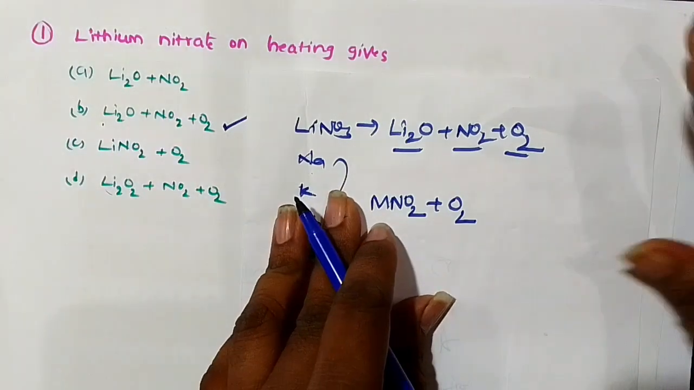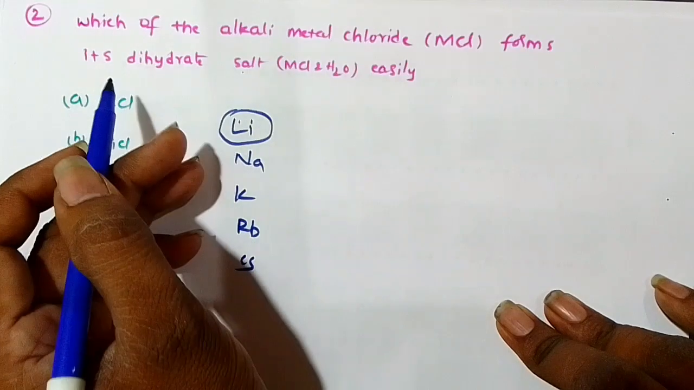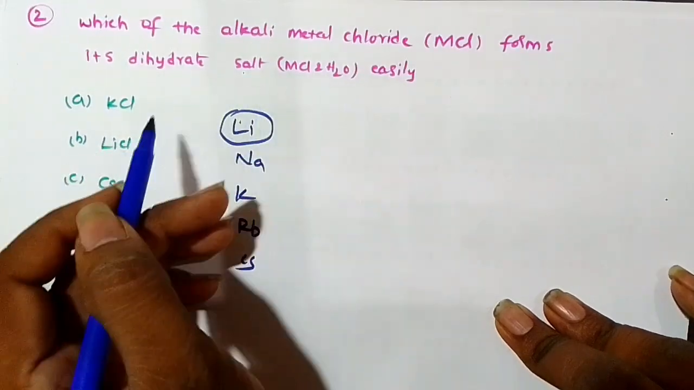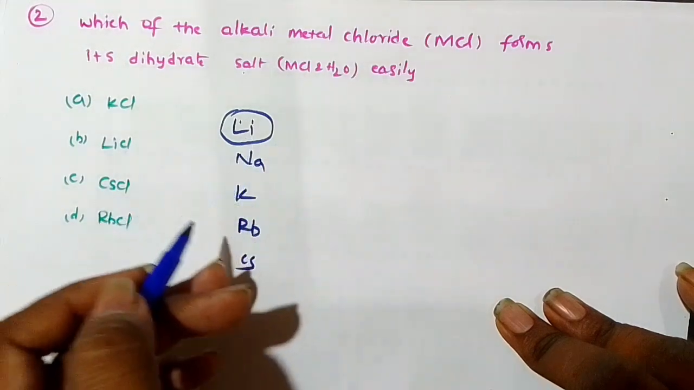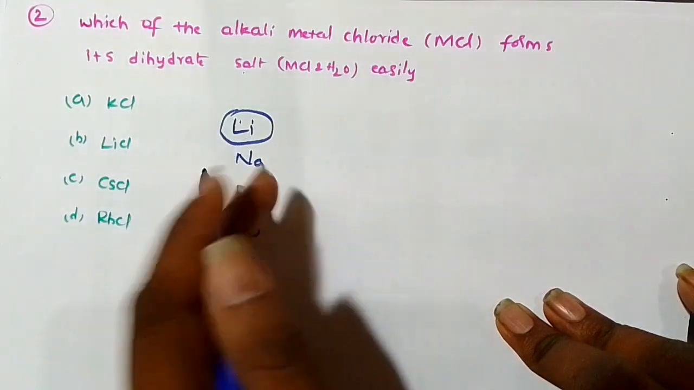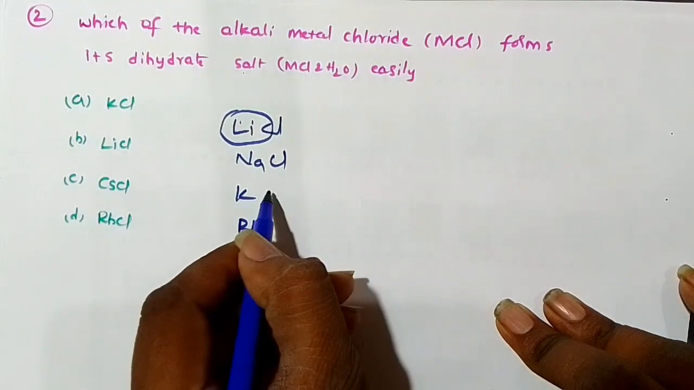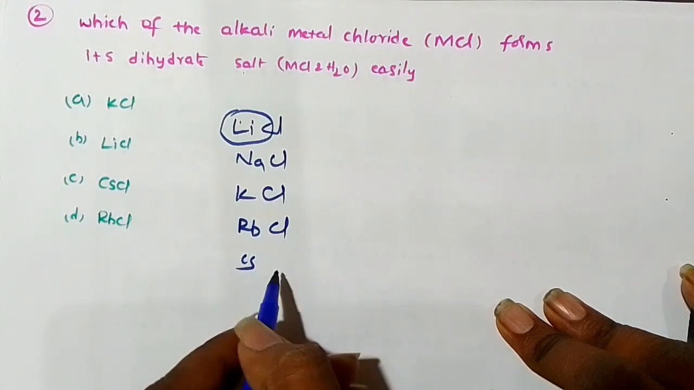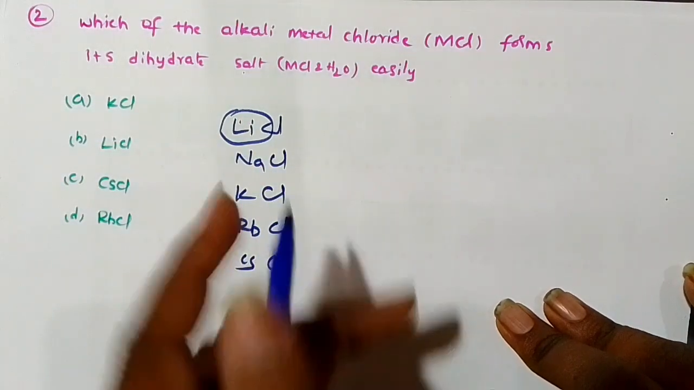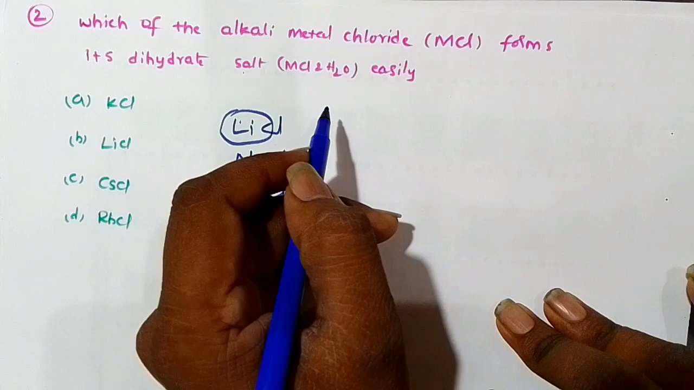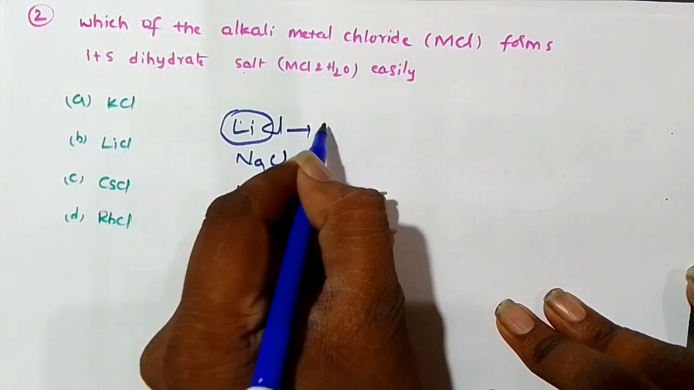Now coming to the second question. Which of the alkali metal chlorides forms its dihydrate salt easily? KCl, LiCl, CsCl, RbCl. Lithium, sodium, potassium, rubidium, cesium belong to group 1A. Moving top to bottom, size increases. Lithium always shows anomalous properties. That's why it forms a hydrated salt.